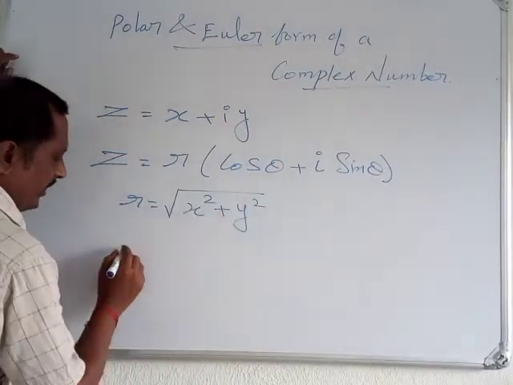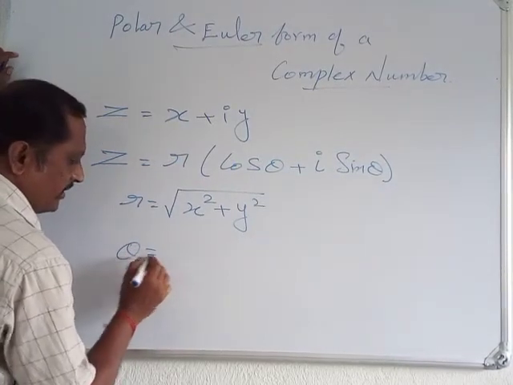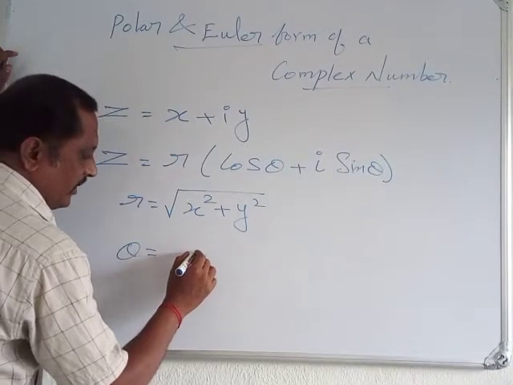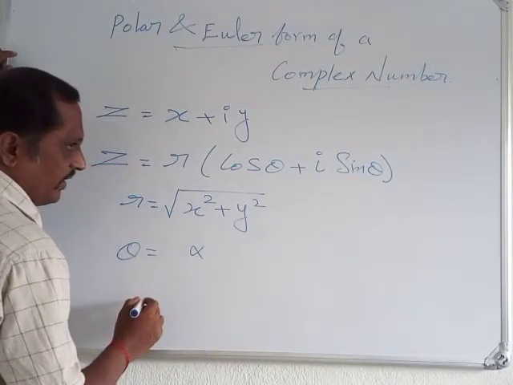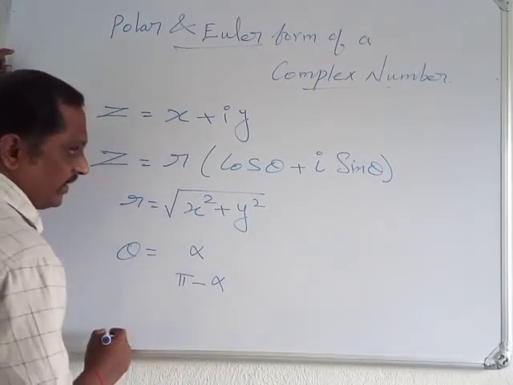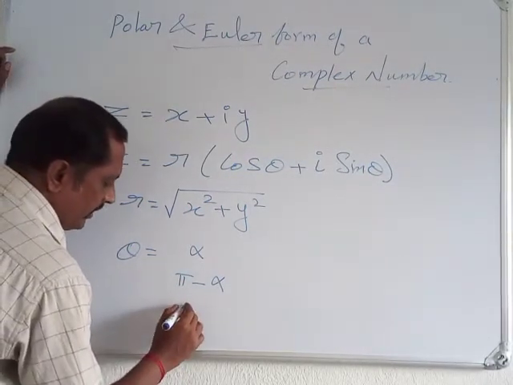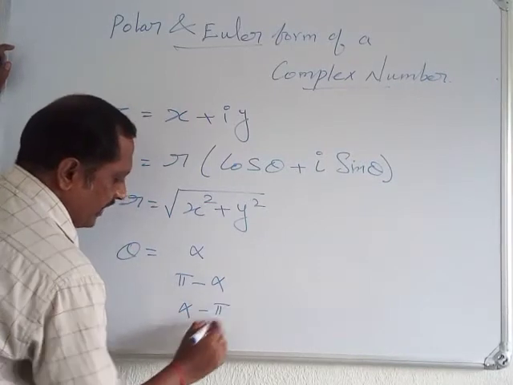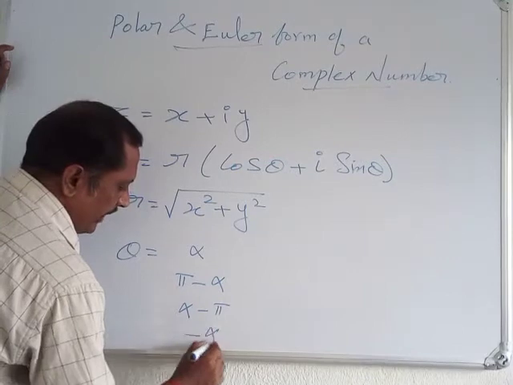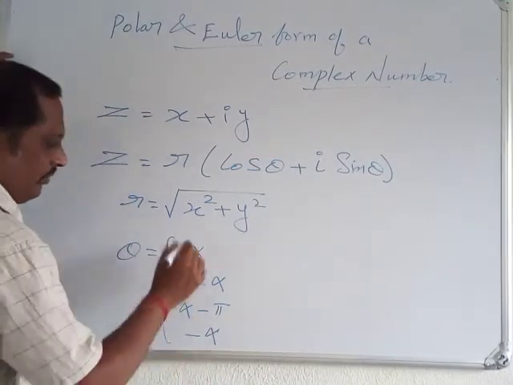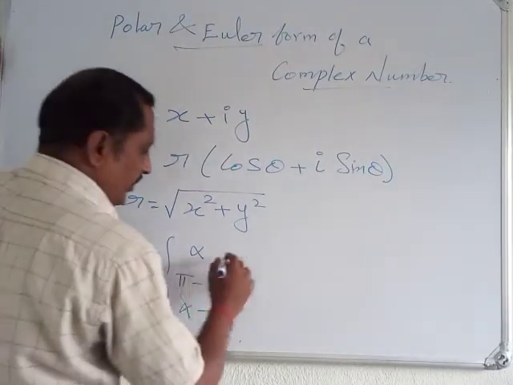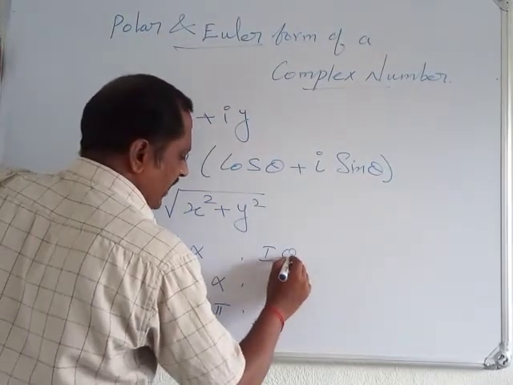Next, how to calculate theta, sir? Some formulas are given. First one, theta is equal to alpha. Second one, theta is equal to pi minus alpha. Third one, theta is equal to alpha minus pi. And fourth one, theta is equal to minus alpha. So in total there are four values. It lies in the first quadrant.